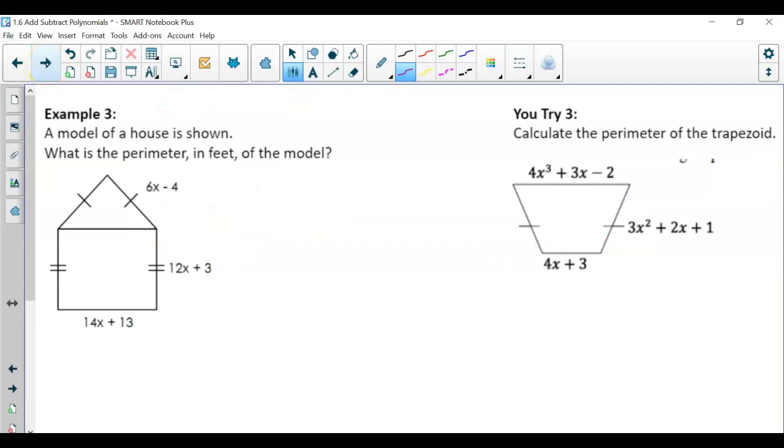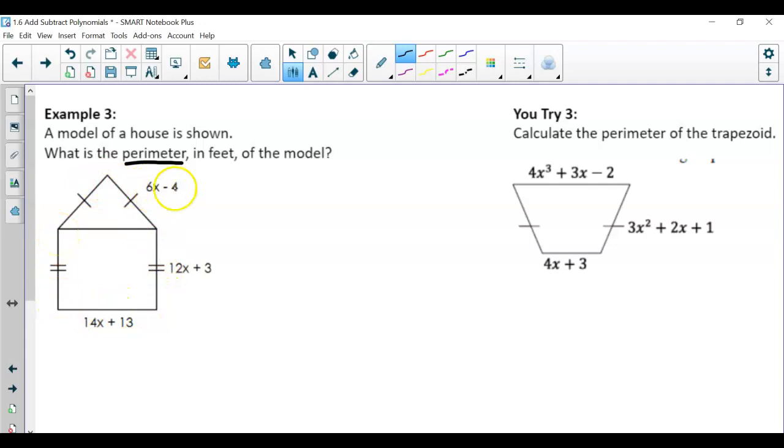So now let's get into the application with our geometry. So notice how here is a model of a house. What is the perimeter in feet? So notice perimeter, what are we doing? We're adding up all of the sides on the outside, right? We don't need this side on the inside. We're just focusing on perimeter, which is on the outside.